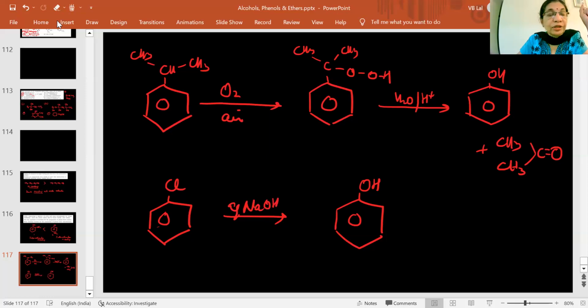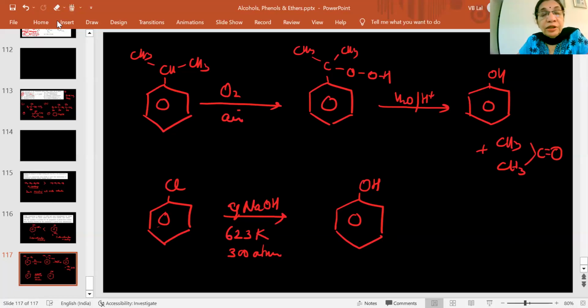Aqueous NaOH. But what you have to remember here is that this reaction cannot take place easily. So two things we have to remember. First, the reaction requires high temperature and pressure. If I take 623 Kelvin and about 300 atmosphere pressure, under these conditions only, NaOH will react and nucleophilic substitution will happen. Cl will be replaced by OH and you will get phenol.